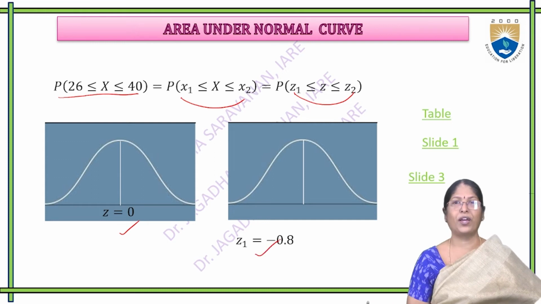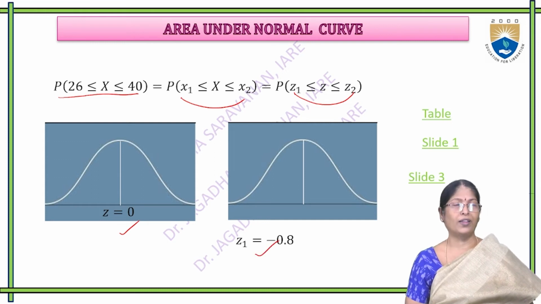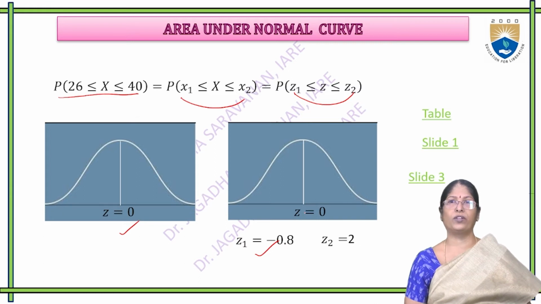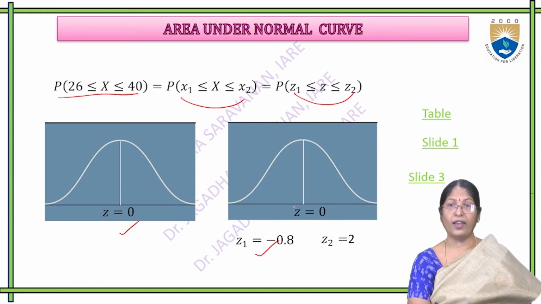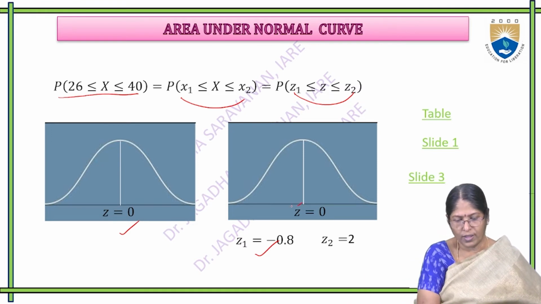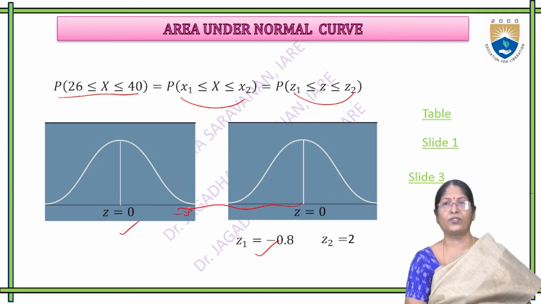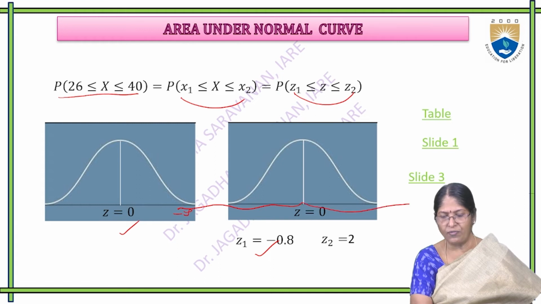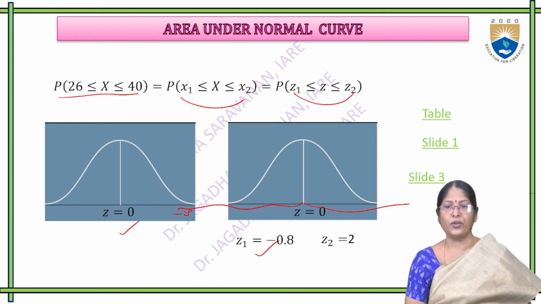What is the result we obtained? z1 equals minus 0.8, z2 equals 2. Here is our middle point, the vertical line touching the point z equal to 0. Minus 0.8, the value is negative. We know in this normal curve, 0 to minus infinity is the left side, and 0 to infinity is the right side of our z point.